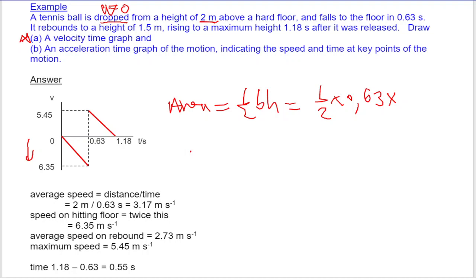And we know that this area is supposed to be 2 meters, so to get V1 we're going to say 2 times 2 over 0.63, and that should give you 6.35 meters per second. So that is how you get that value.